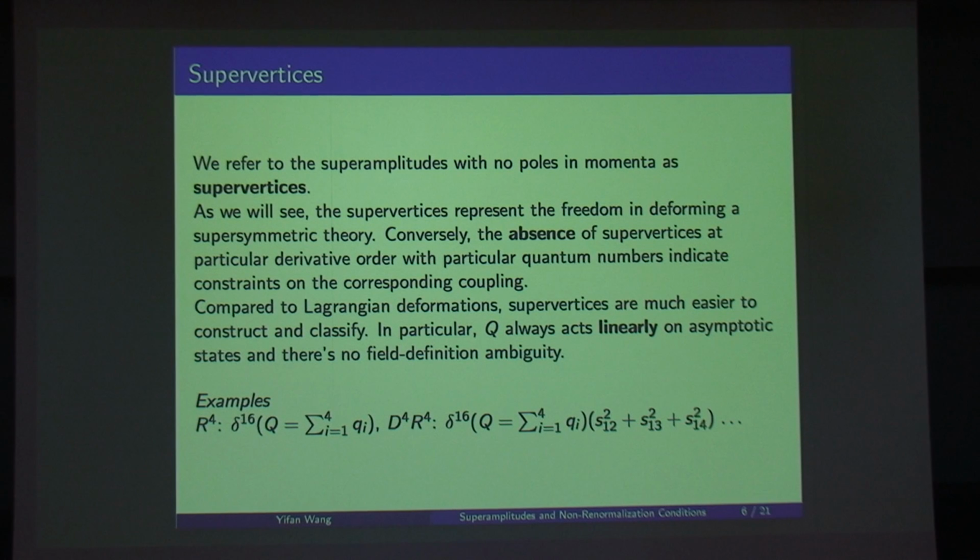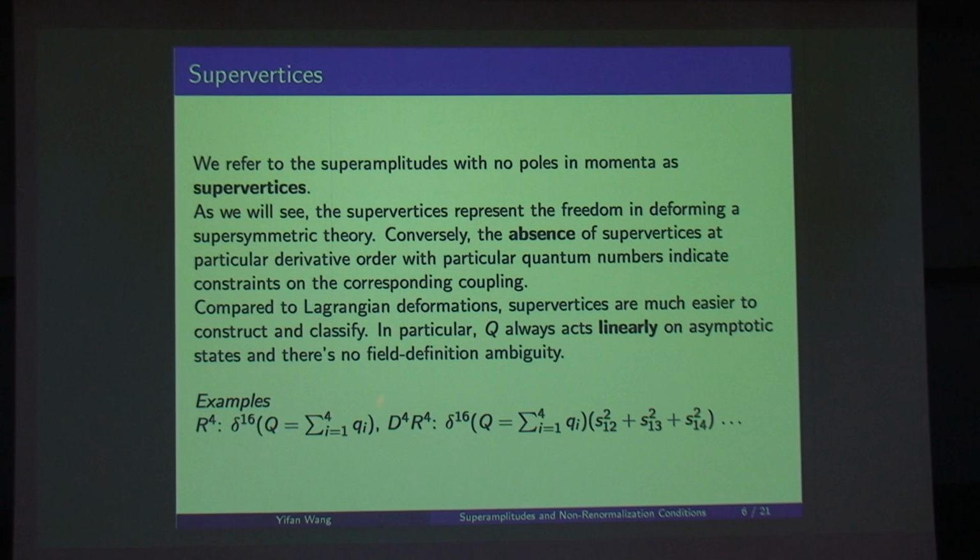Compared to the Lagrangian description, using supervertices to parameterize supersymmetric deformation has the advantage that it's much easier to construct and classify. And that is because the supercharges in this context always act linearly on asymptotic states, no matter what kind of higher derivative terms you add to the effective action. Okay? Unlike in the Lagrangian case, the supercharges typically act non-linearly on the fields when you introduce higher derivative corrections to the effective action.